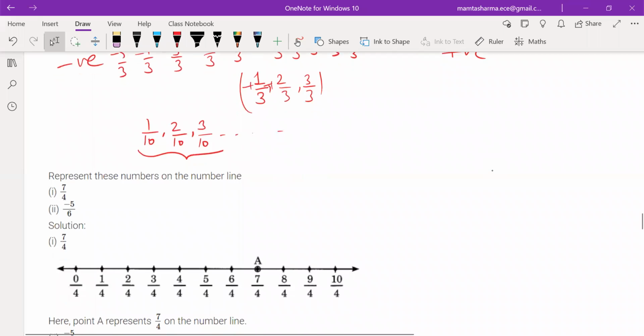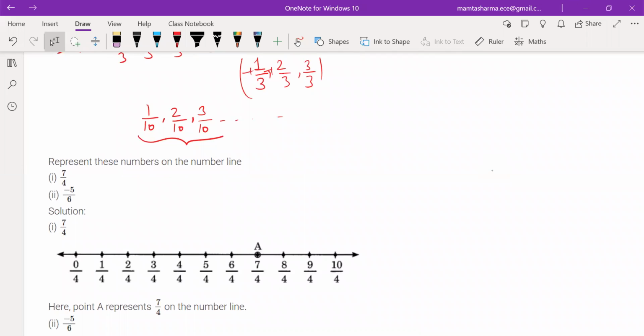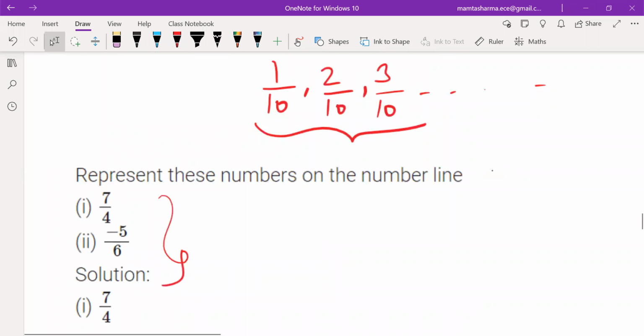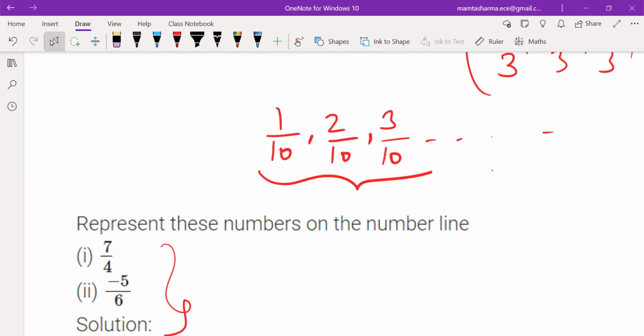Now come to the next. Represent these numbers on a number line. I am giving you these numbers, 7 by 4 and minus 5 by 6. Can you represent these on a number line? Please draw a number line and represent it. Okay, ma'am.